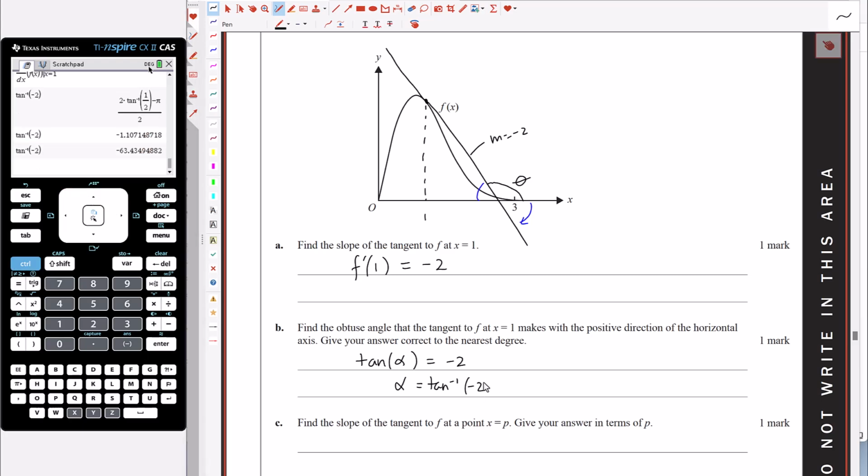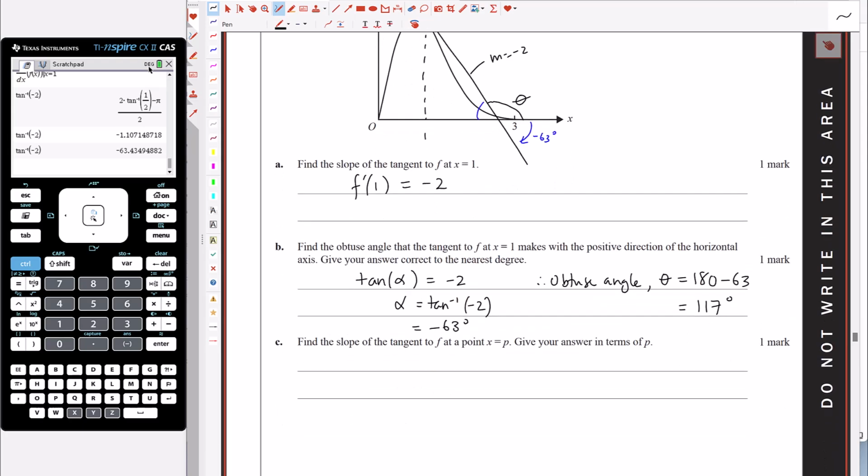Okay, so this is negative, what do we want, to the nearest degree? Negative 63 degrees. Okay, so that is actually that angle there. The negative is just sort of telling me that it's under the x-axis, and so therefore the obtuse angle theta is going to be 180 minus 63, and so it's going to be 117.